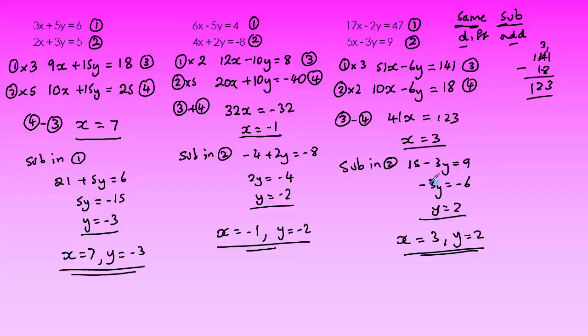Let's check that in 1. If x is 3, that would be 51. Take away 4 is 47. So that works.